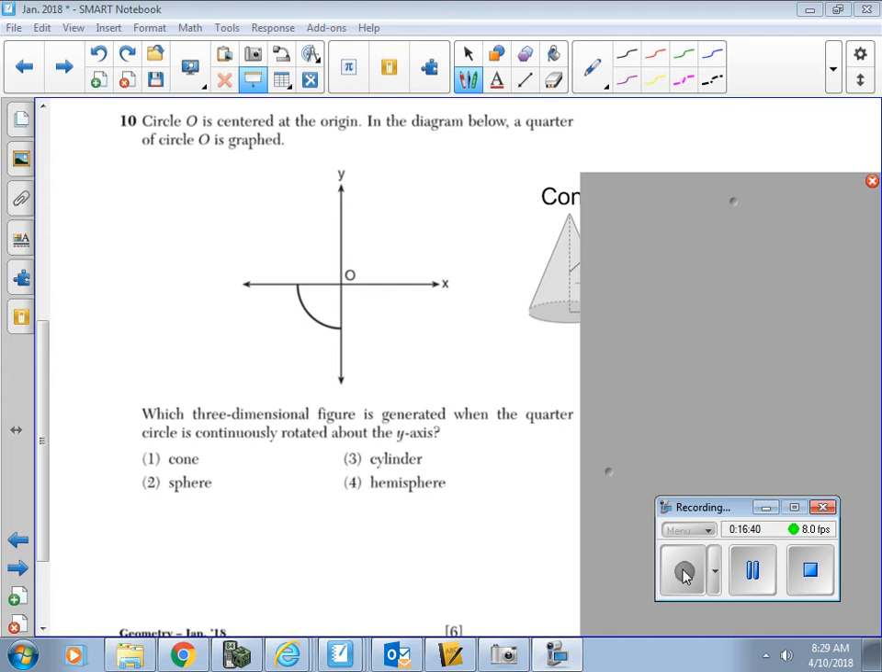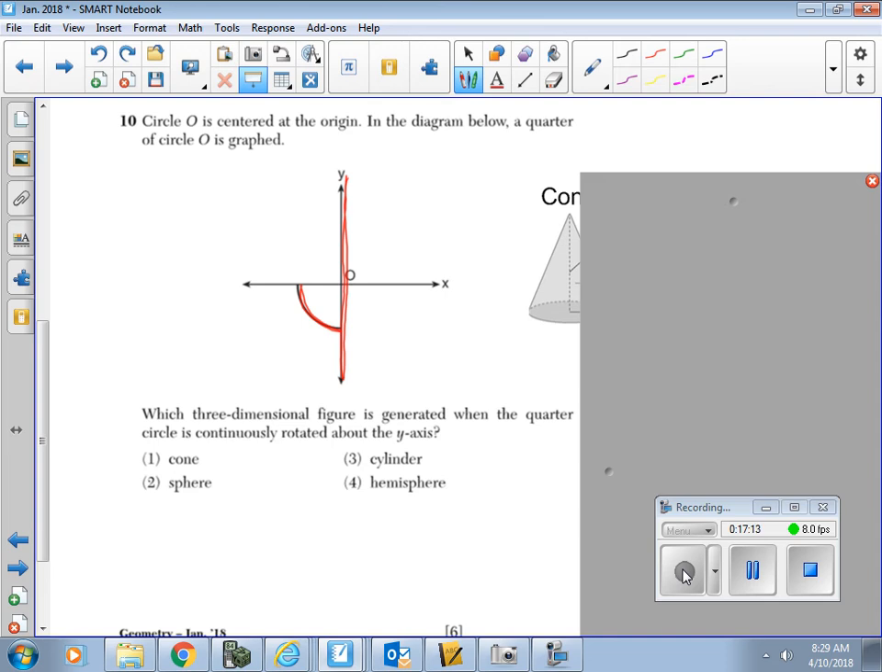So let's look. It says circle O is centered at the origin. In the diagram below, a quarter circle is graphed. So this is my quarter circle right here, one fourth of a circle. Which three-dimensional figure is generated when the quarter circle is continually rotated around the y-axis? You really have to do some visualization here. What is this thing going to look like?